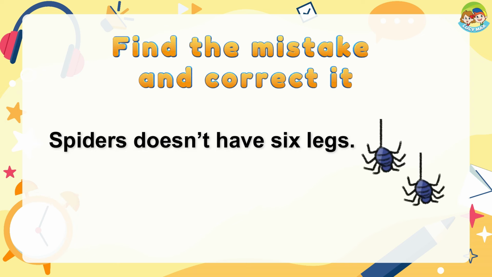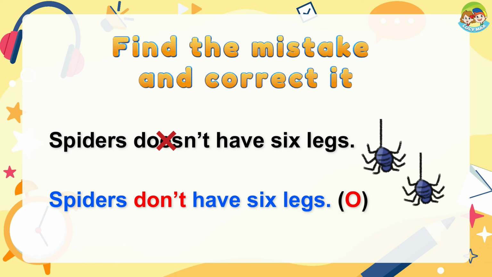Spiders doesn't have 6 legs. Spiders is replaced with they. It's more than one. And we use don't with they. The new sentence should be, spiders don't have 6 legs.